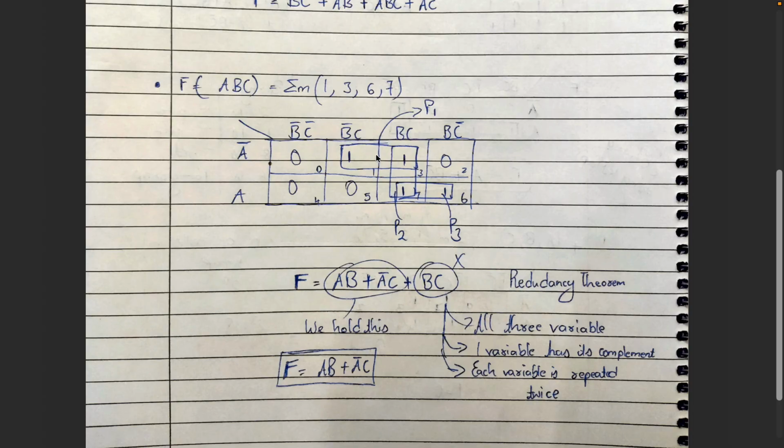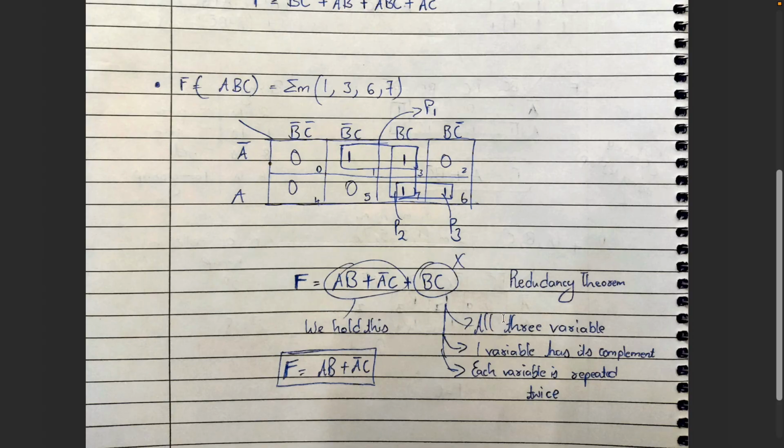First we'll solve P3. So we got AB from P3 because C plus C bar is 1. Then for the second pair we'll get A bar C because B plus B bar is 1. Now for this overlapping pair, A plus A bar will become 1. So we'll be left with BC.